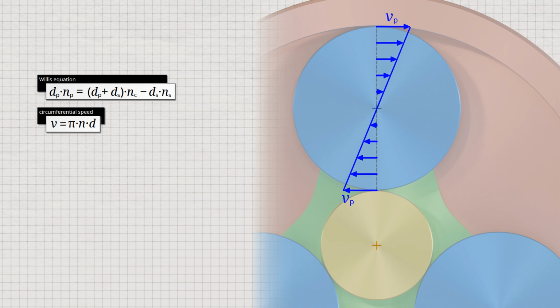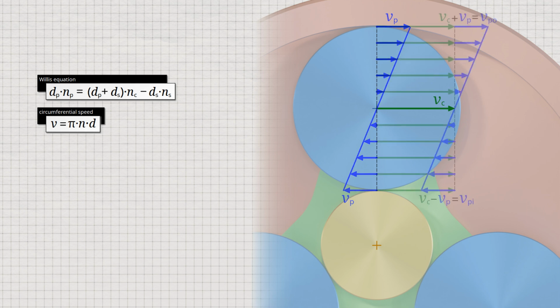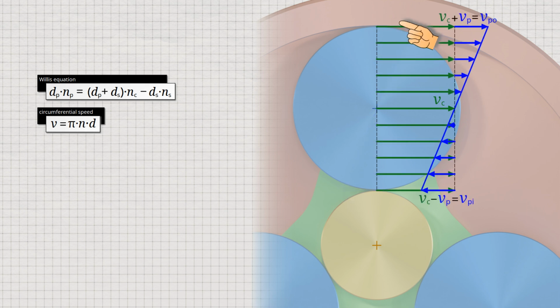Now, however, the axis of rotation moves at the speed of the carrier Vc, so that both movements can be superimposed to form the actual overall motion. The speed distribution, therefore, shifts to the right. At the outermost point, the total speed Vpo is equal to the sum of the carrier speed Vc and the circumferential speed of the planet gear Vp, since both speeds are in the same direction. On the other hand, at the innermost point, the total speed Vpi is equal to the speed of the carrier minus the circumferential speed of the planet gear, as the latter points in the opposite direction.